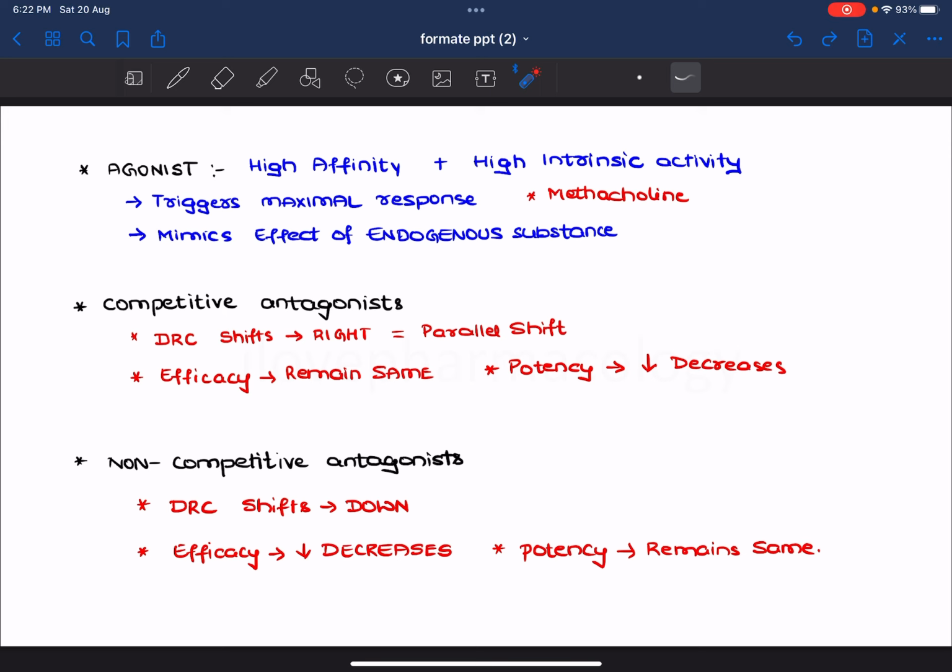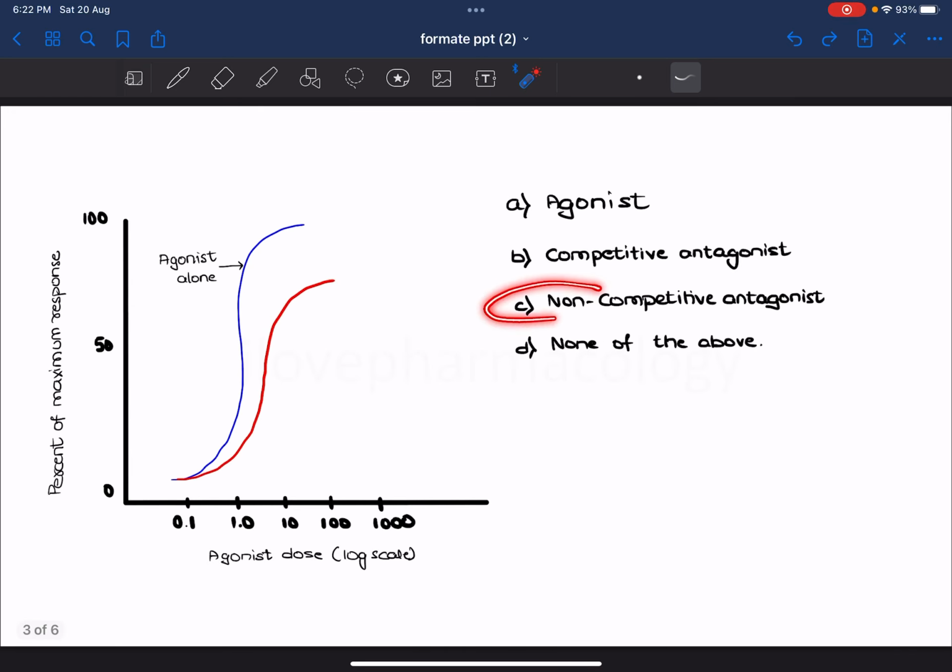So this was the class on the important concept, that is non-competitive antagonism. If you get this image, please remember it is an example for non-competitive antagonism.